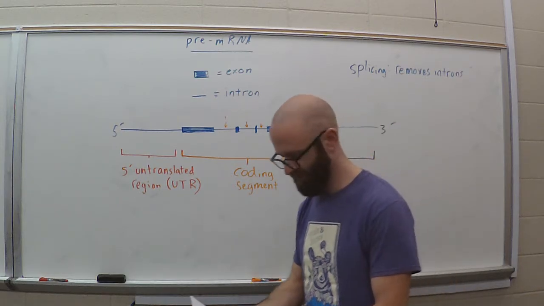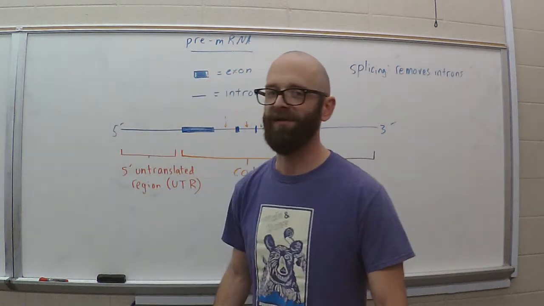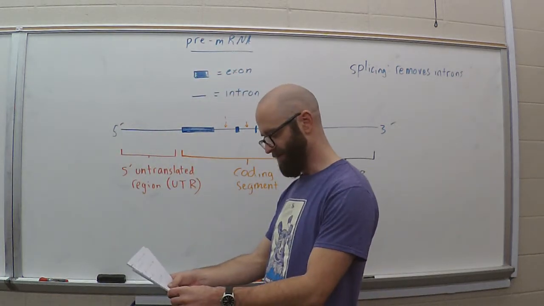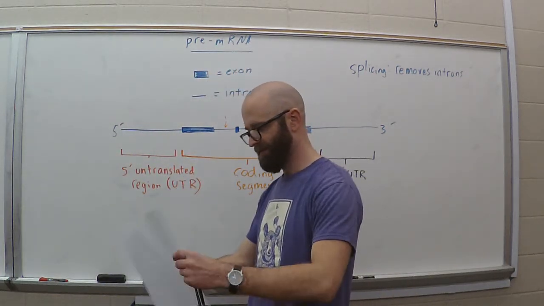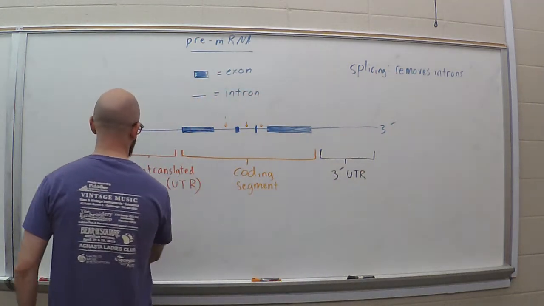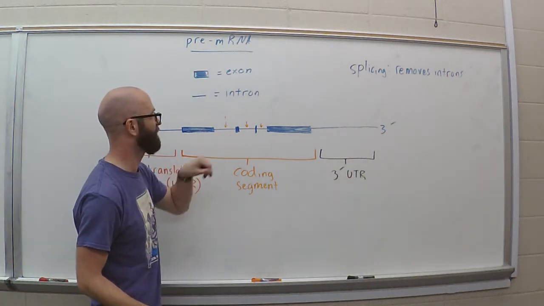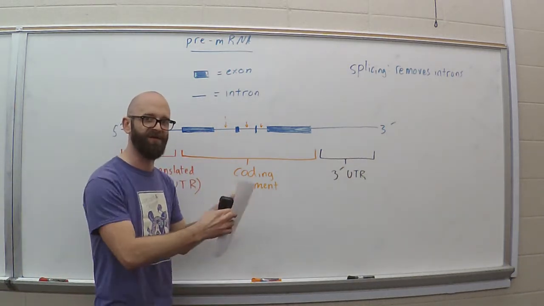We're not going to worry about alternative splicing. You can worry about that when you take genetics. All right, so that's the splicing. That's why we need splicing. You've got to remove these introns so that the exons are stuck together.